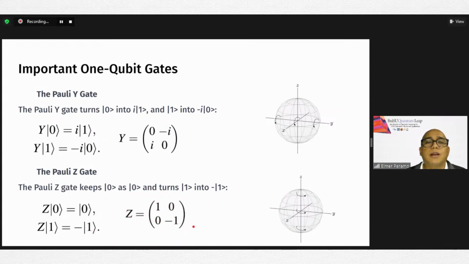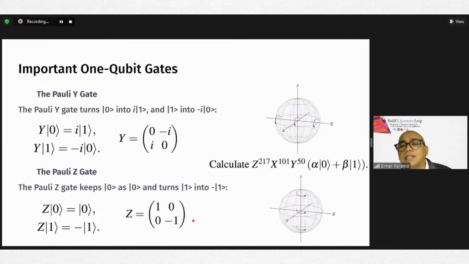Okay, it turns 1 into negative 1. It doesn't affect 0, but it turns 1 to negative 1. So this is the matrix representation of your Z gate. And on the Bloch sphere, you're basically doing a rotation along the Z axis.